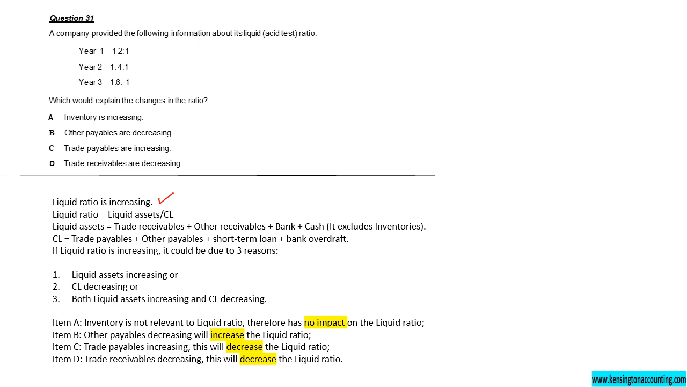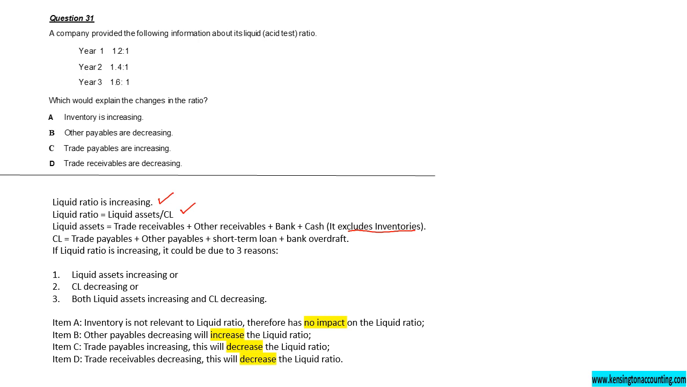So first, let's look at the definition of a liquid ratio. Liquid ratio is liquid assets divided by current liabilities. Liquid assets is trade receivables plus other receivables plus bank plus cash, but it excludes inventories. Current liabilities, the definition is standard. It includes trade payables plus other payables plus short-term loans plus bank overdraft. Now, if the liquid ratio is increasing, it could be due to three reasons. Either the liquid assets are increasing, or the current liabilities are decreasing, or both.